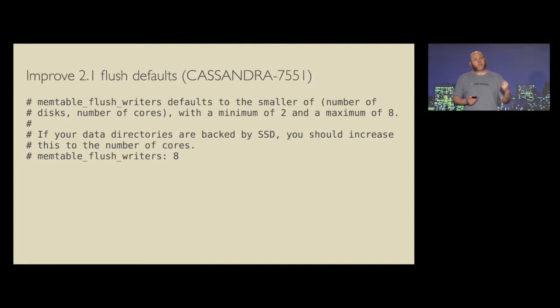So the number of threads we have that will flush an SSTable to disk, controlled by the memtable flush writers. Previously, this defaulted to the number of data directories that you specified. And for most people, that's 1. That wasn't really the best way to stress the disks and get all the value out of these really fast disks. So now it's a value between 2 and 8, the smaller of the number of disks and the number of cores. And of course, if you're on SSD, you can turn that up.